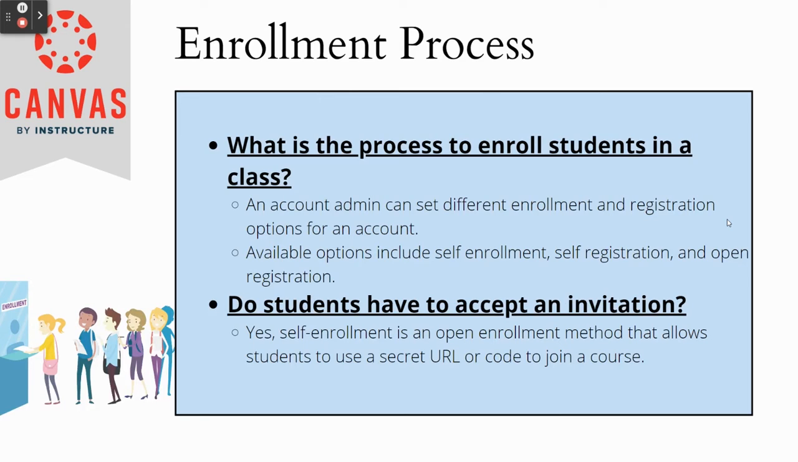As far as the enrollment process, one question is, what is the process to enroll students in a class? An account admin can set different enrollment and registration options for an account. Available options include self-enrollment, self-registration, and open registration. Another question, do students have to accept an invitation? Yes, self-enrollment is an open enrollment method that allows students to use a secret URL or code to join a course.